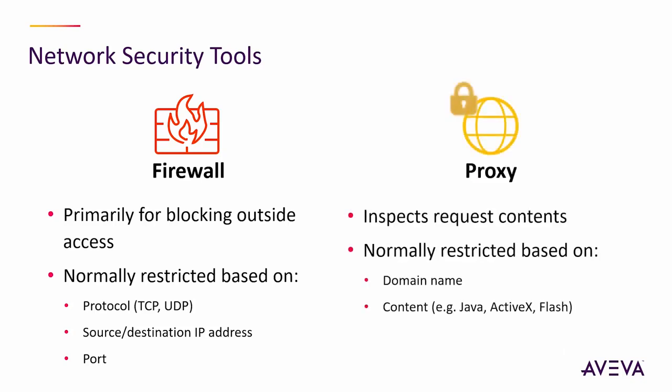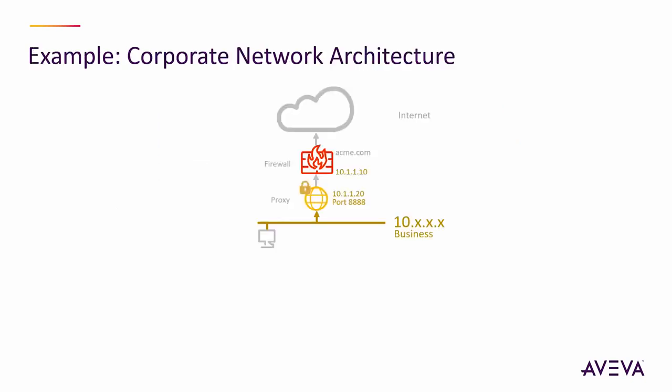So a web proxy is used to restrict access to particular sites, normally based on the domain name. It can also be used to filter particular kinds of content. For example, blocking Java-based applications, ActiveX, Flash, as well as particular sites. So here's the typical corporate network architecture. All of my examples here are IPv4. Same kinds of things apply to IPv6 networks.